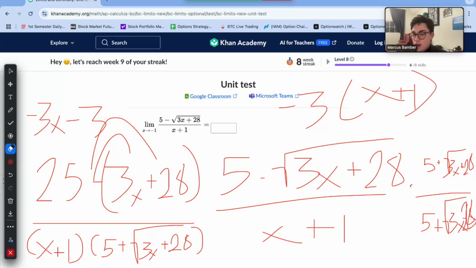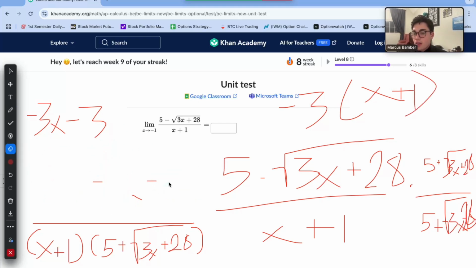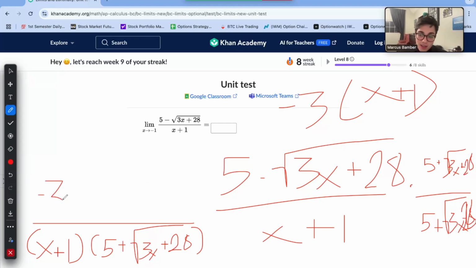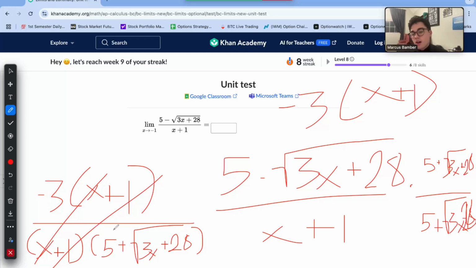Let me go ahead and replace our numerator with that value, because if you kind of notice, we are getting that same parentheses on both the numerator and denominator. This is a discontinuity that we are currently eliminating. Okay, so we're going to cancel that out, that x plus 1, and now we're left with negative 3 over 5 plus square root of 3x plus 28.